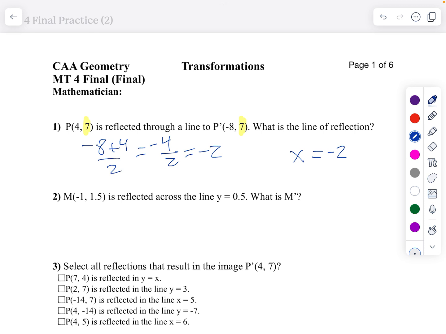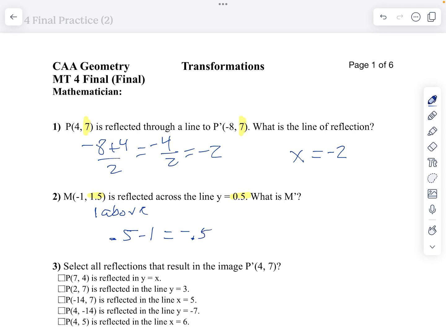And on the next one, we're just reflecting it over the line y equals 0.5. So I'm looking at my y. How far is 1.5 from 0.5? Well, it's one above, isn't it? Okay, so I'm going to say it's one above. So I got to go one below. So I got to go 0.5 minus 1, which would be -0.5. So m primed is going to be at -1 and -0.5.